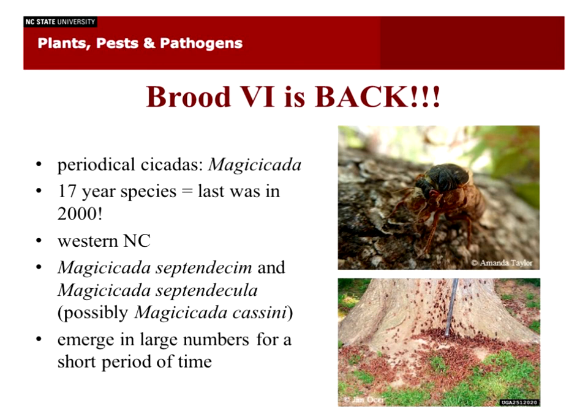So the two main species that are going to be emerging right now are Magicicada septendecim and Magicicada septendecula. There's a possibility of Magicicada cassini also, but typically it's going to be those previous two species. Again, they're going to emerge in very large numbers for a short period of time. Basically, you have a couple weeks, maybe, of activity, and then they're going to be gone after they've laid their eggs in the tree branches. They're going to be gone until those young develop for 17 years. So pretty interesting.